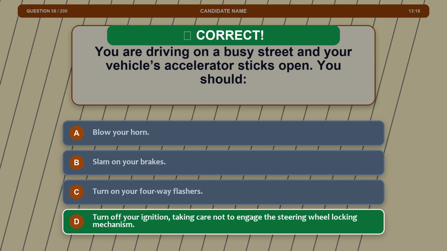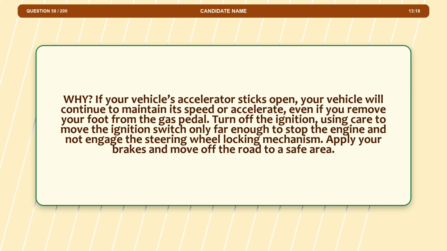The correct answer is option D. Turn off your ignition, taking care not to engage the steering wheel locking mechanism. Explanation: if your vehicle's accelerator sticks open, your vehicle will continue to maintain its speed or accelerate, even if you remove your foot from the gas pedal. Turn off the ignition, using care to move the ignition switch only far enough to stop the engine and not engage the steering wheel locking mechanism. Apply your brakes and move off the road to a safe area.